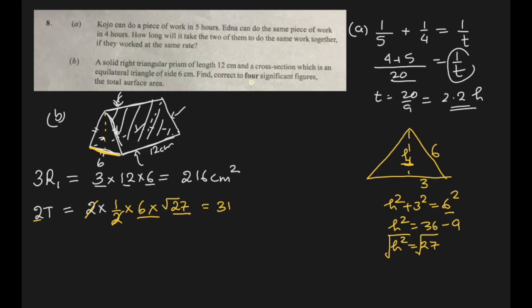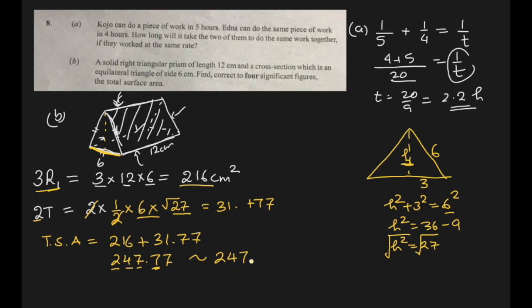They are saying correct to 4 significant figures, so let me write some decimal places. So 31.769, so 31.77. This is what I'm writing here. But total surface area will be this 216, the area of 3 rectangles, plus 31.77. So it will be how much? 247.77. We want 4 significant figures, so 1, 2, 3 and 4. We have to round off till here, which will be 247.8 centimeter square. This is the total surface area of the prism.